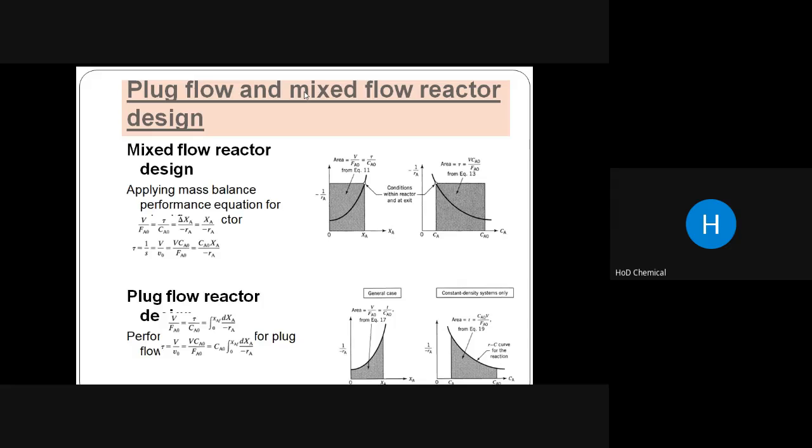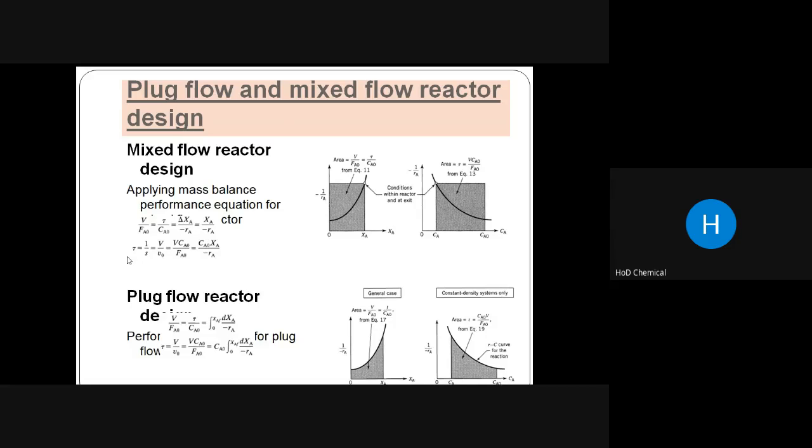Okay, mass balance, energy balance, material balance, three types. So here in mixed flow reactors, we have to do mass balance. That is capital V, volumetric flow rate divided by FA naught, the feed input, equal to the residence time by concentration, and similarly we can write the change in conversion by the rate of reaction.